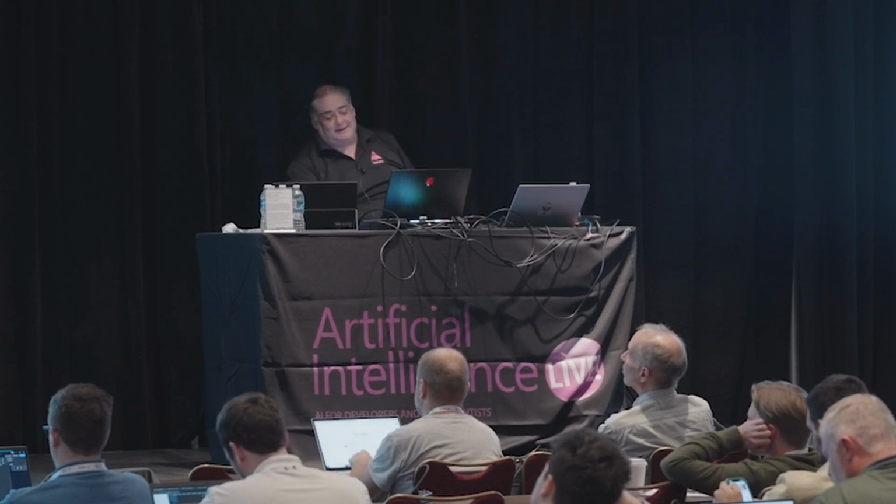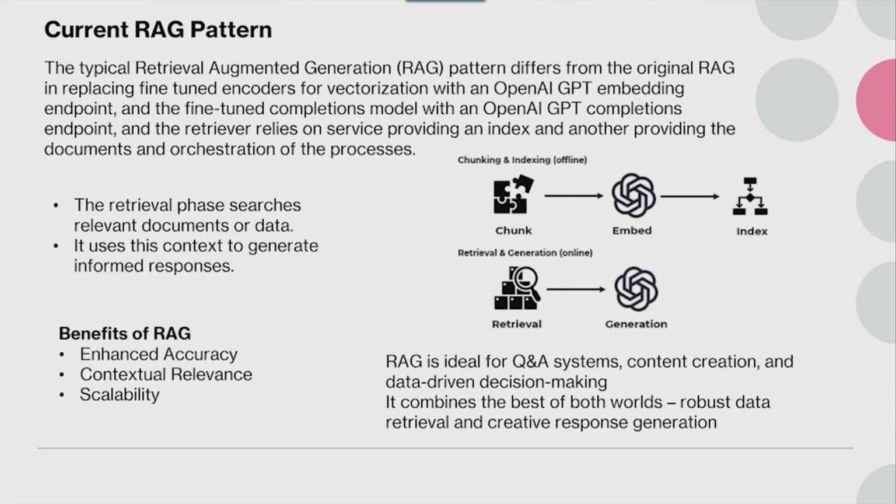All right, hopefully that makes sense. The retrieval phase itself searches relevant documents or data. It uses its content to generate informed responses. So it's worked great. You see from the image, we do the chunking, we do the embedding, we add it inside of an index, and that index can be saved inside of a vector store. And then when we do the retrieval, you take the questions, embed them again, put them on top of the index in the graph itself, and then the LLM will get the chunks and will be able to answer the questions.